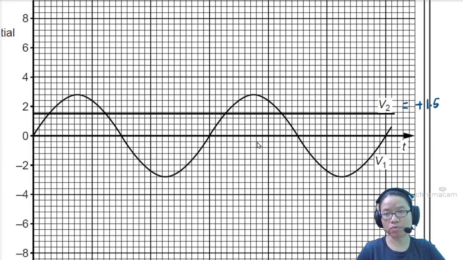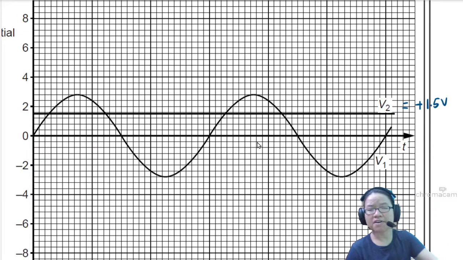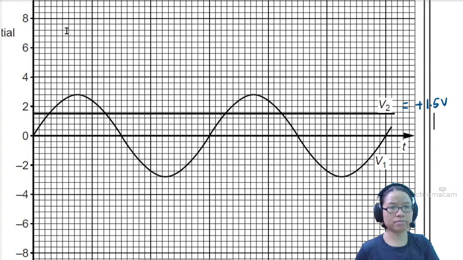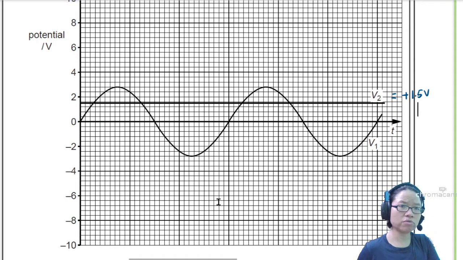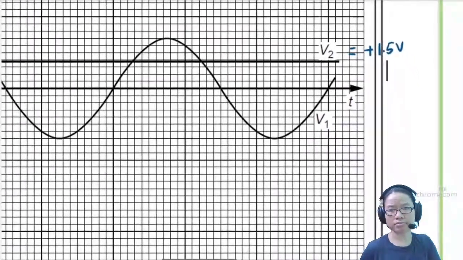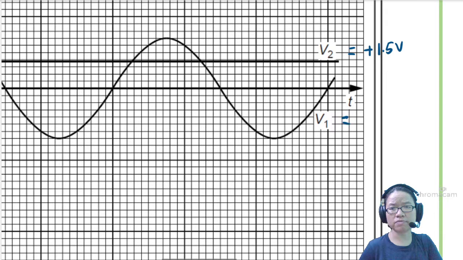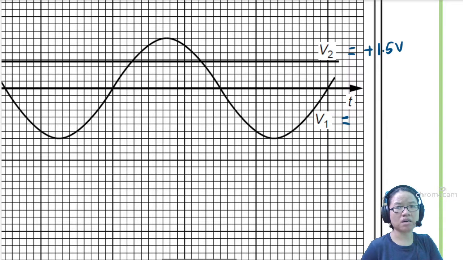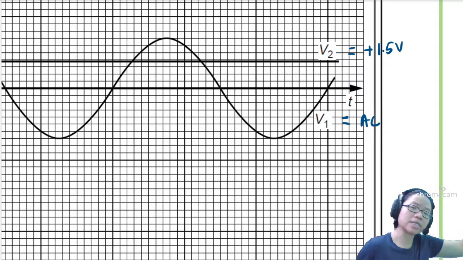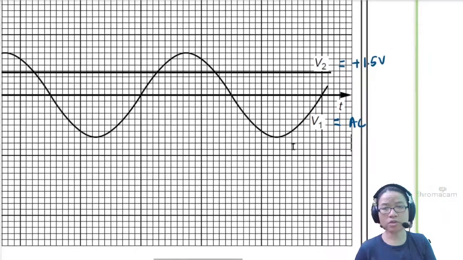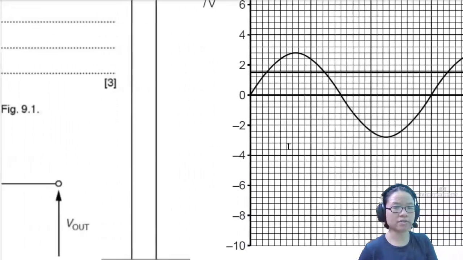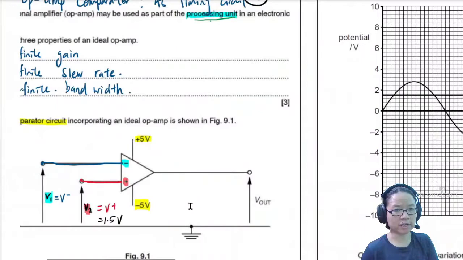Positive 1.5 volt. And interestingly, V1 is an alternating current, because this is potential. So V1 is actually AC. But what is more important is that one of these is the inverting input and one is the non-inverting input. So let us check it out. Which one is inverting and which one is non-inverting?